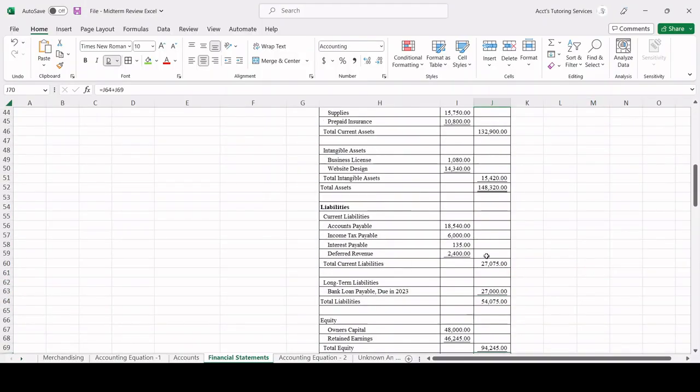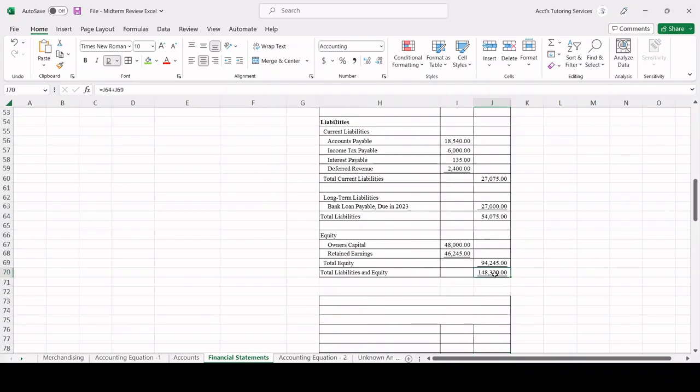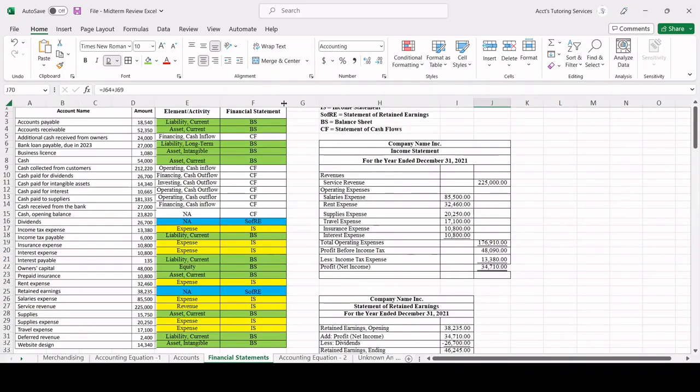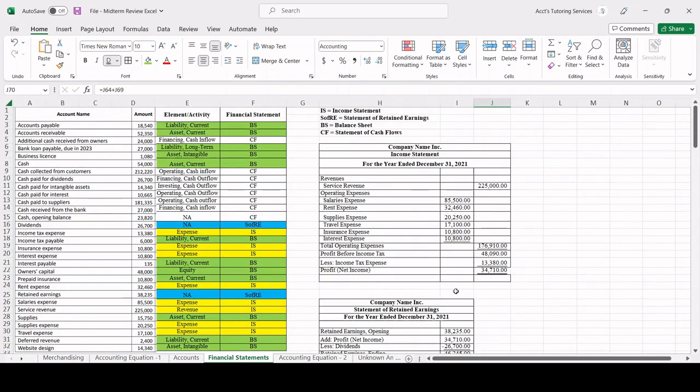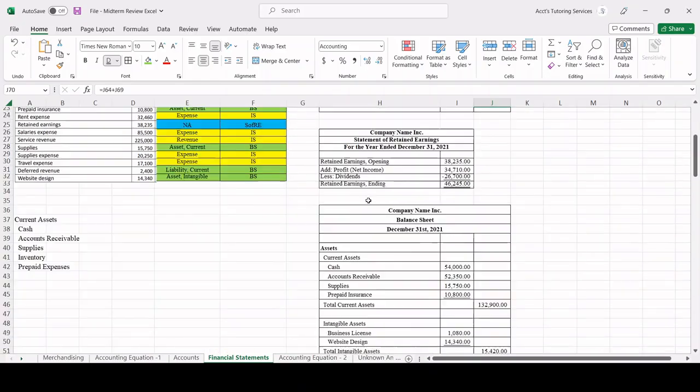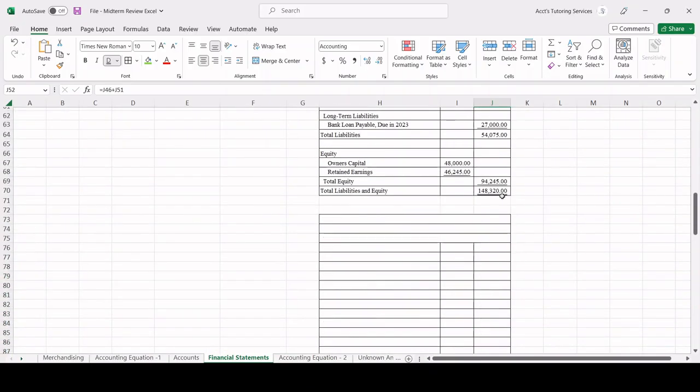That's very important. If this doesn't match, then you did something wrong, right? You could have messed up in the classification, you could have missed an item, or you could have made a calculation error. So I always suggest my students not to rush this, right? Double check your work. If you have time, triple check it, because if this doesn't balance, then something's off.